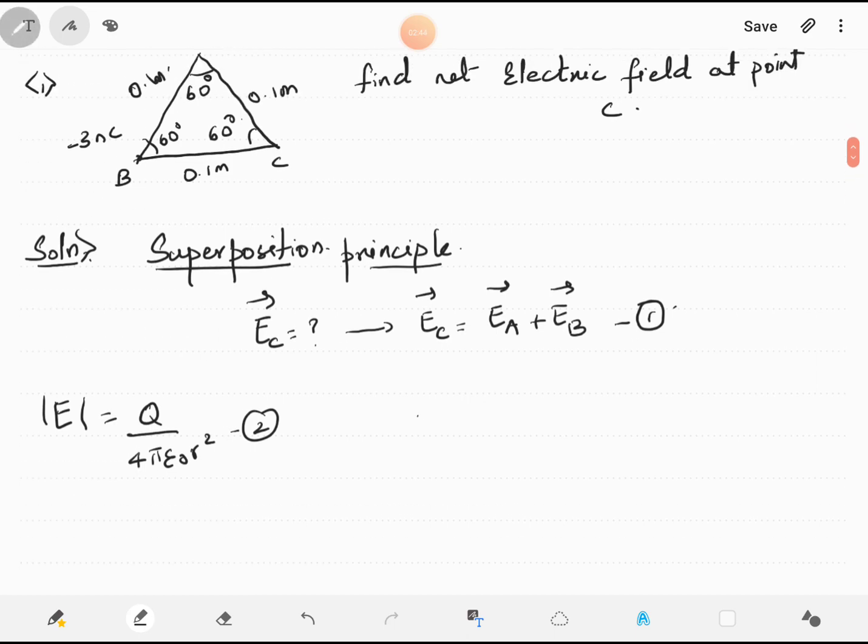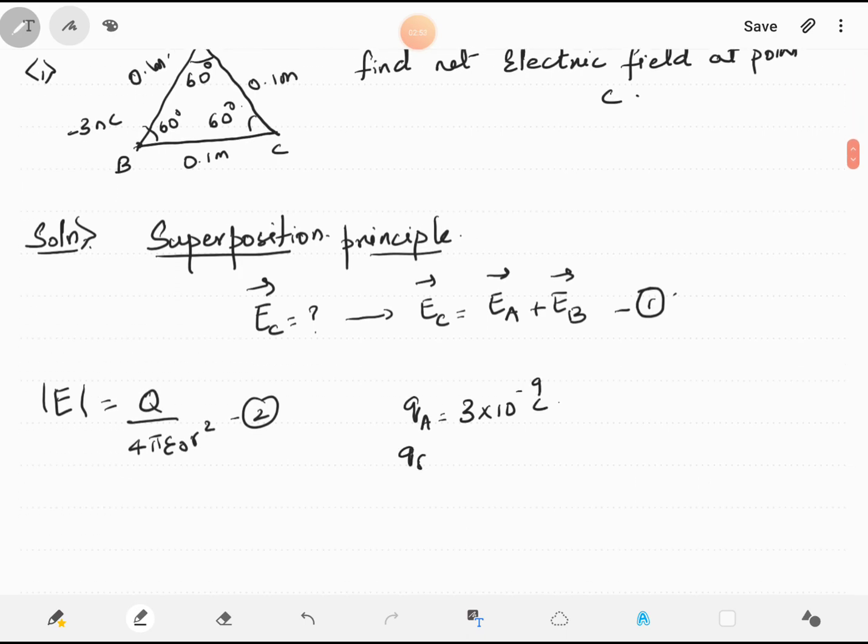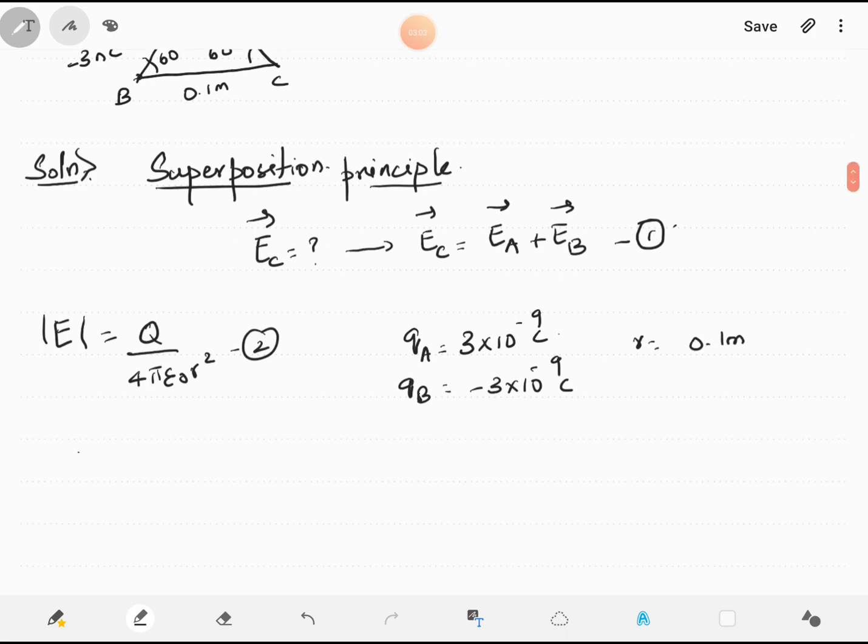Now let's write down what is given to us. Charge QA is 3 into 10 power minus 9 coulomb. Similarly, charge QB is minus 3 into 10 to the power of minus 9 coulomb, and the distances are 0.1 meter everywhere. Now let us find the electric field magnitude produced by charge A. This is equal to the electric field produced by charge B. The magnitudes are the same because the charges are the same. Don't think about the negative sign because we are looking at the magnitude, and magnitude is always positive. So EA will be equal to EB because the distances are also the same.